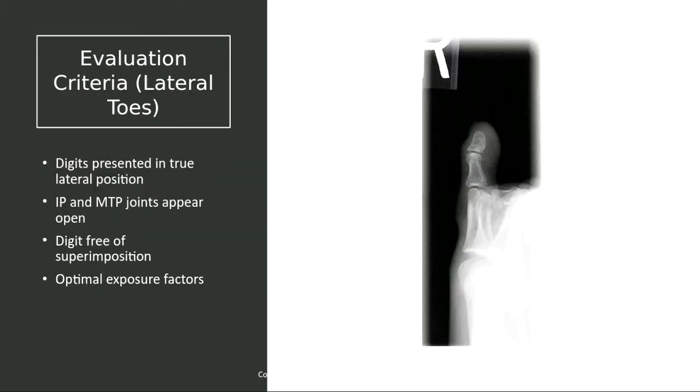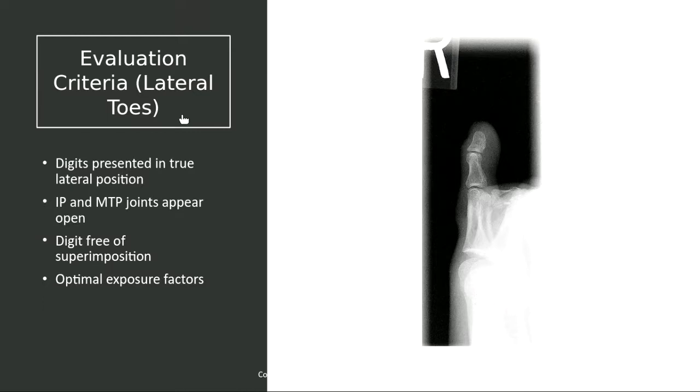Now, when we look at the evaluation criteria, basically on a lateral toe, you want to make sure it's a true lateral. And I'm sorry if I didn't tell you the page number for the lateral toes. This is on page 230, and the obliques were on page 229. And I don't believe I said collimation.